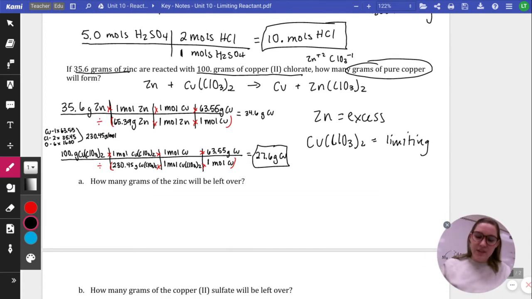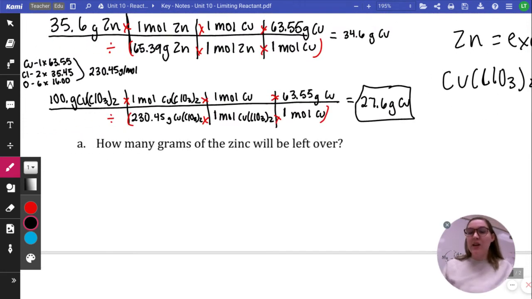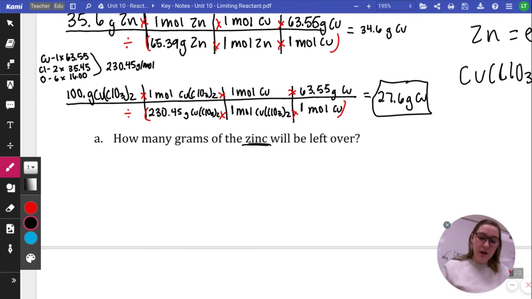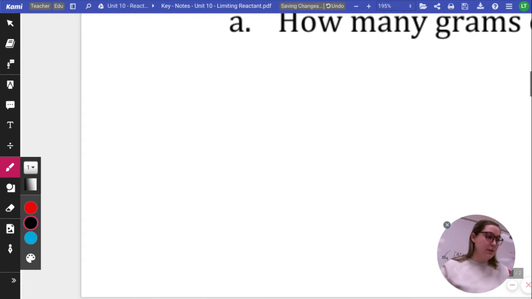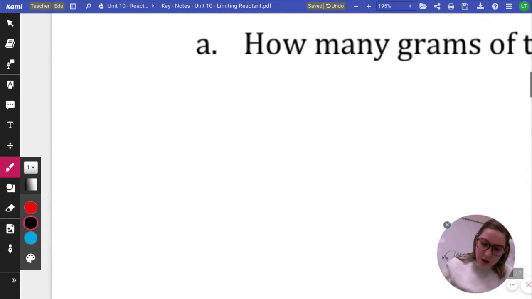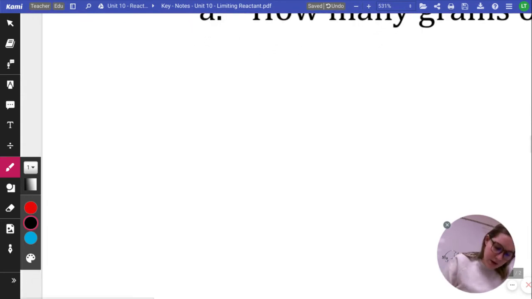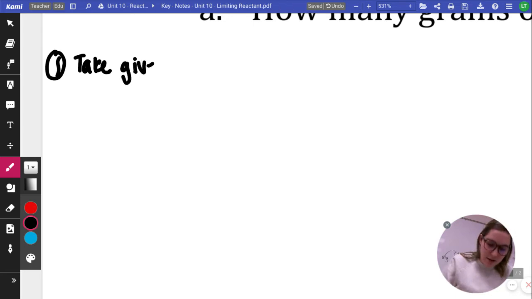Okay, so the next thing that you may see is you may be asked how many grams of your excess or limiting reactant will be left over. So in this case, we're asked how many grams of zinc, which is our excess reactant, are going to be left over. So I'm going to go through with you guys how you could solve this one. All right, so first step, and I'm zooming in really small just to make sure I still have room to solve this problem afterwards too. So step 1 is you're going to take the given amount of excess reactant, or of limiting reactant.